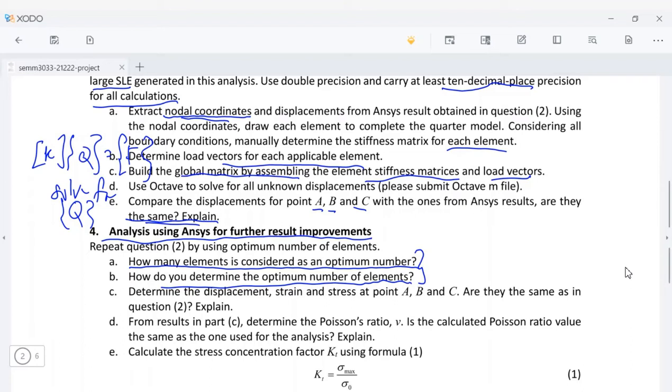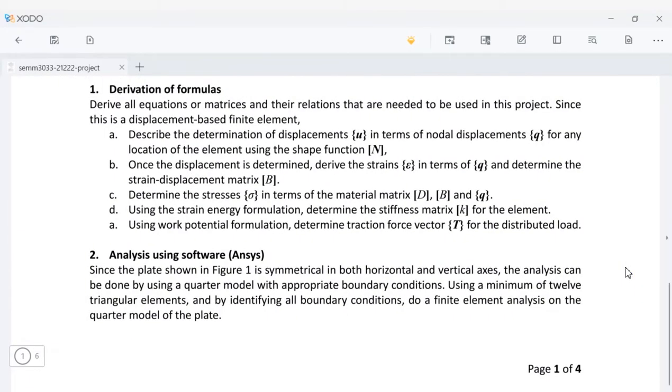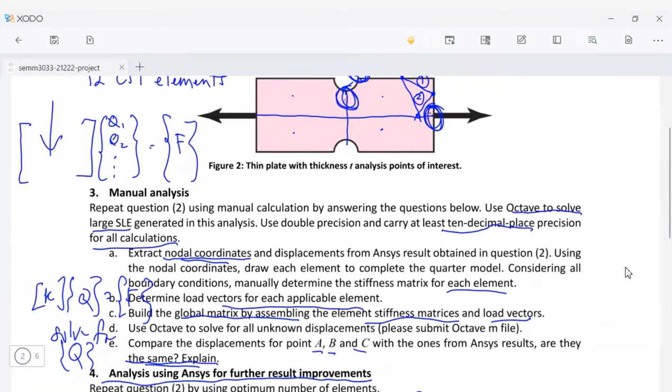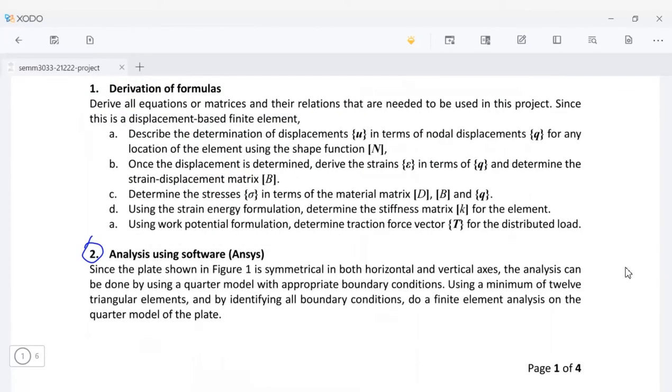Are they the same as in question number 2? Note question number 2 is using only 12 elements, but question number 4 is using the optimum number of elements. So which one is more accurate then? Is it the one in question number 4, or is it in question number 2? I hope you know the answer.